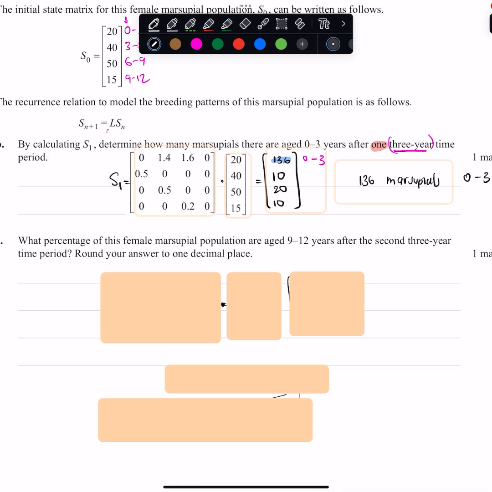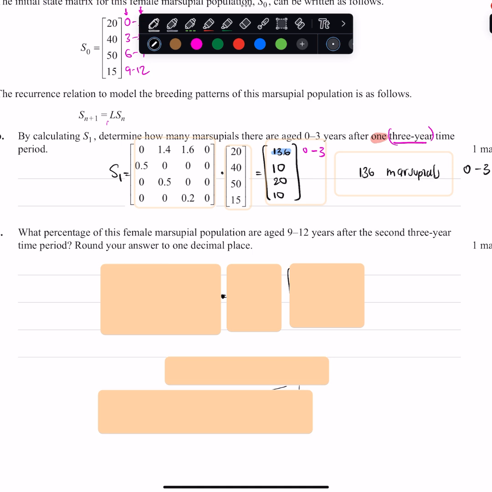Now this question had a little bit of a misinterpretation because of the wording. Let's see what happens here. What percentage of this female marsupial population are aged 9 to 12? So now they ask me what percent are aged only this one. After the second, similar to what happened here, second, and here is 3 years. So the second, and then they ask me obviously this 3-year interval. So be careful, they're asking for the percentage of this female population after the second 3-year period, and then we have to round it to 1 decimal place.